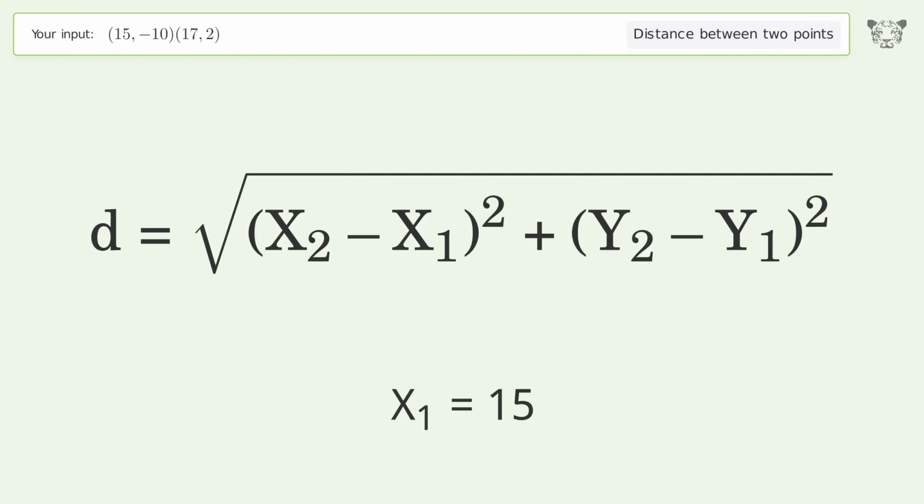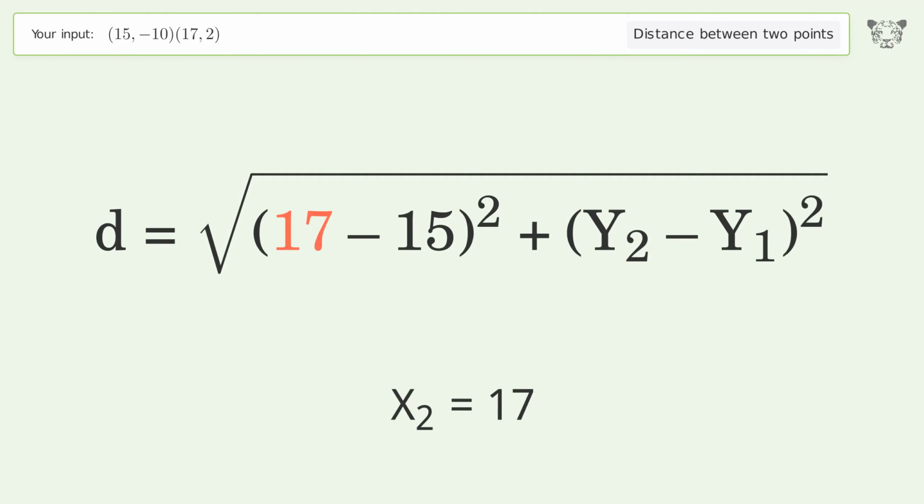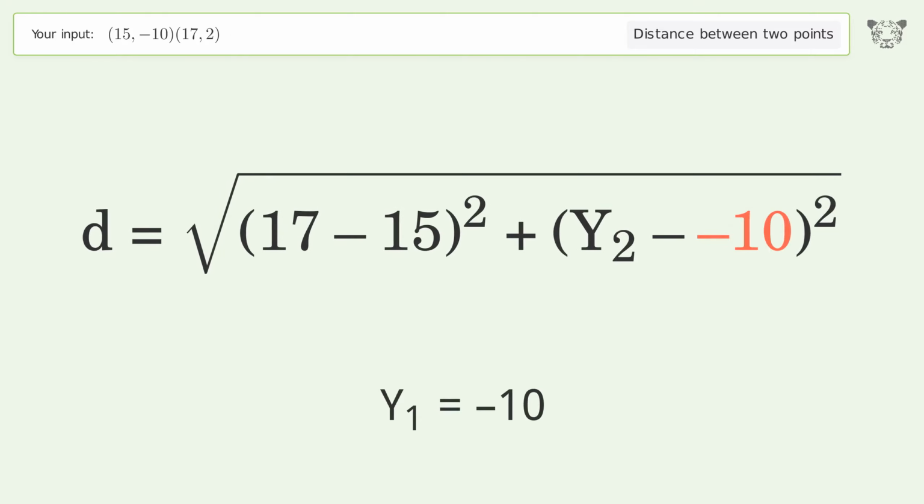x1 equals 15. x2 equals 17. y1 equals -10. y2 equals 2.